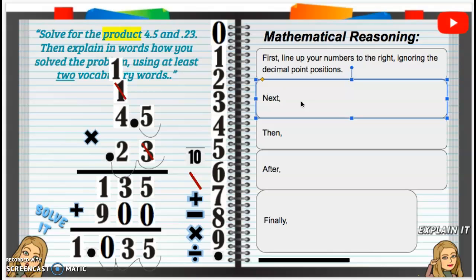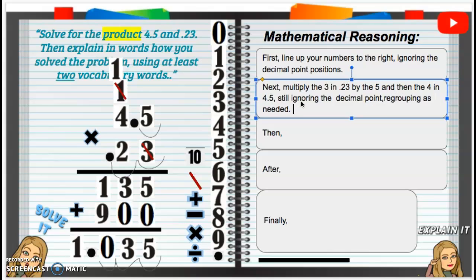Next, what did we do? Oh yeah, we started to multiply. So next, multiply the 3 in 2300ths by the 5 and then the 4 in that 4 and 5/10ths, still ignoring the decimal point, regrouping as needed. Oop, gotta put that little space there.